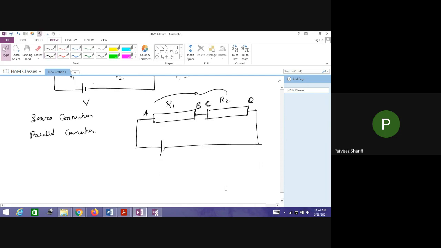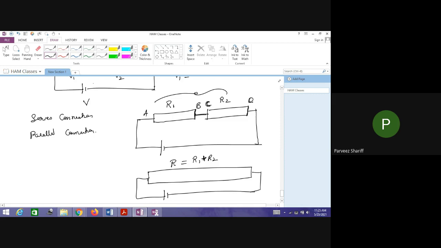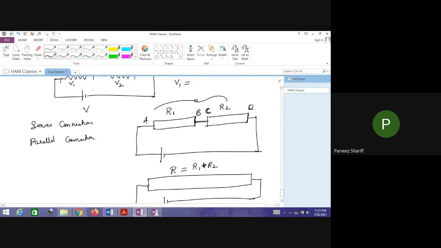Because it is connected in series, I can consider it as a single copper rod, which I can call R, which is equal to R1 plus R2. Since it is connected in series, its resistance gets added up. Then I can represent it like this with a single resistor. It's a representation. This type of connection is called the series connection.